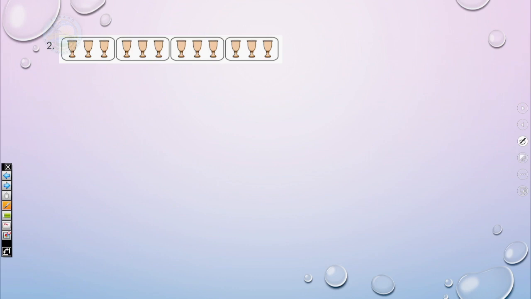Again, we divide them into groups. Call A, which is one group. B, 2 groups. C, 3. D, 4 groups. How many glasses of lemonade are in each group? A has 3. B has 3. C has 3. And D also has 3 glasses of lemonade.